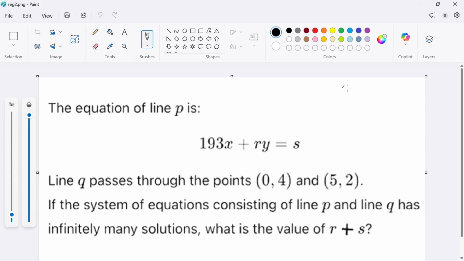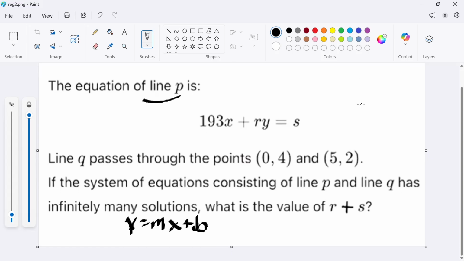Line Q passes through these points. If the system of equations consisting of line P and line Q has infinitely many solutions, that means they're the same line. If you have this in the form y equals mx plus b, they're both going to be the same. One is on top of the other one. There would be no space between them. My drawing doesn't look so good, but they would have to be the same line.